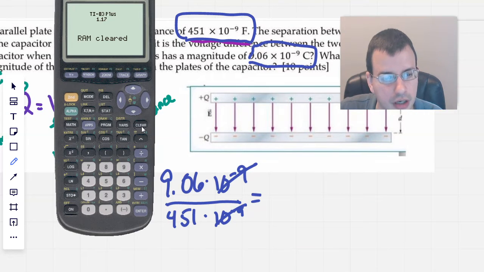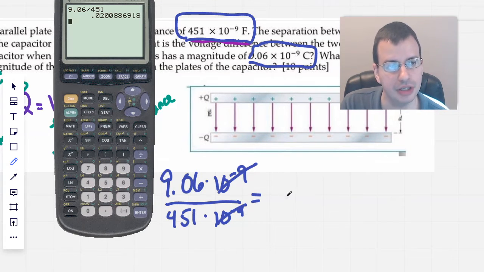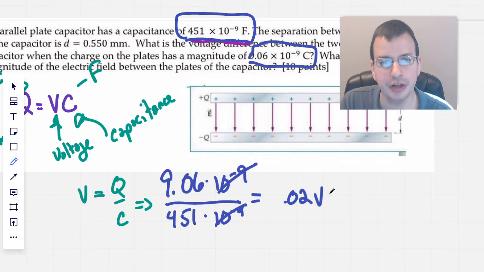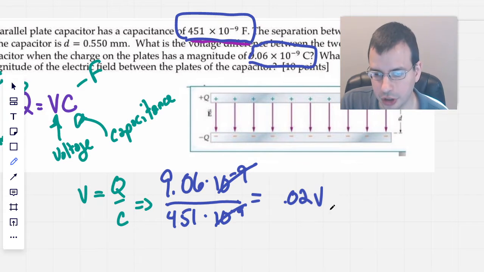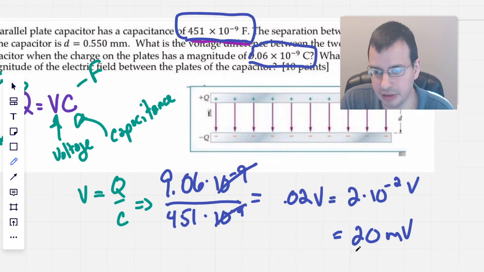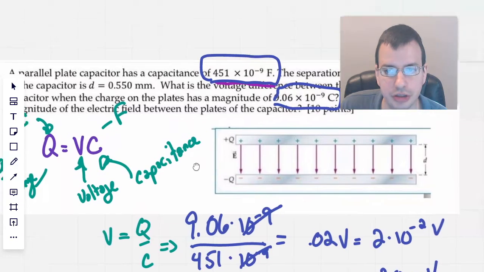Calculator, clear. 9.06 divided by 451, and we get 0.02. That's going to leave us 0.02 volts, which equals 2 times 10 to the negative second volts, which is 20 millivolts maybe. Okay, so now we got that part. So that's the first part of the question.